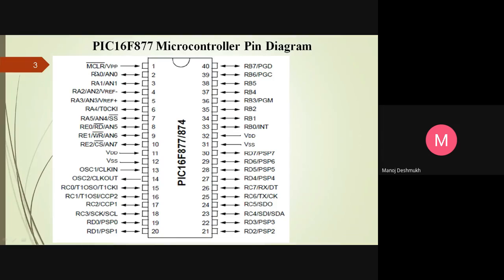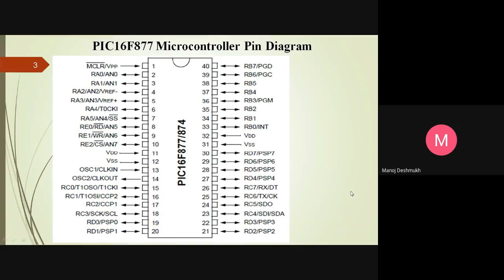MCLR is master clear, that is reset. After that, RA, A stands for port, RA0 is the first pin, RA1 the second pin, RA2 like this. So B port is there, D is there, C is there. The combination of C and D is nibble wise, that is lower nibble of C, then lower nibble of D, again higher nibble of C, and then higher nibble of D. We will discuss later on. This is just an overview of the pin diagram, and port B is RB0 to RB7.